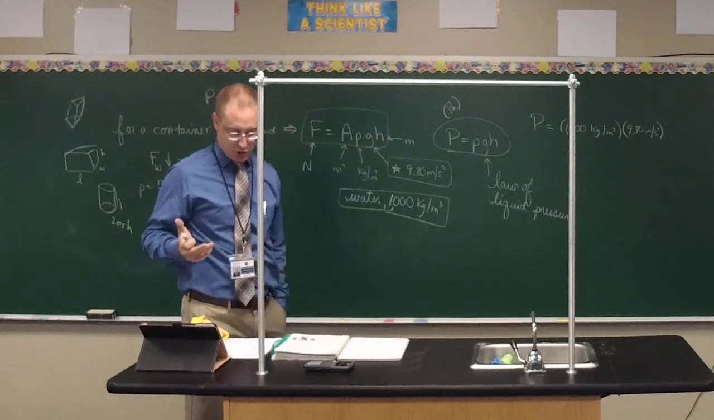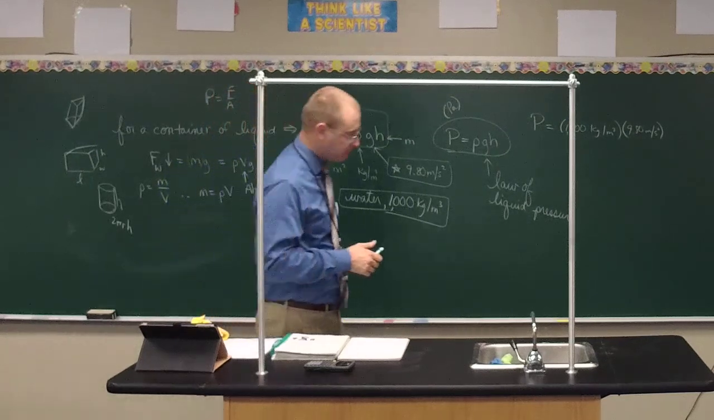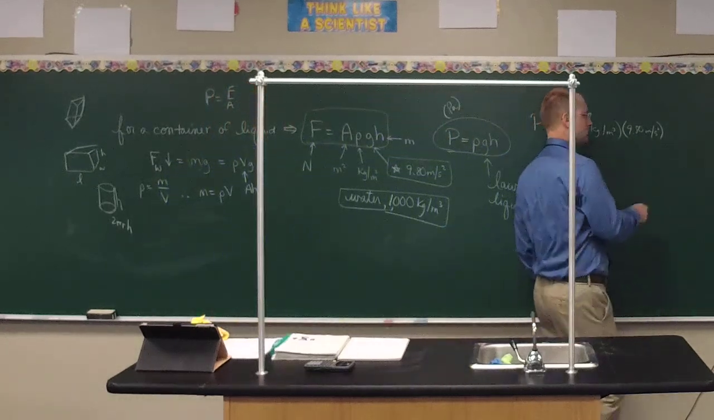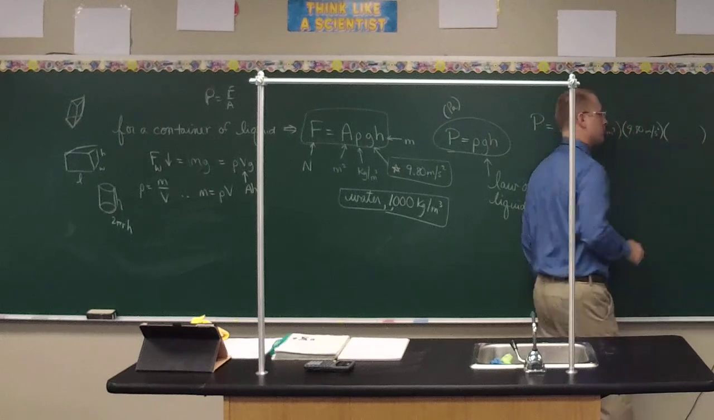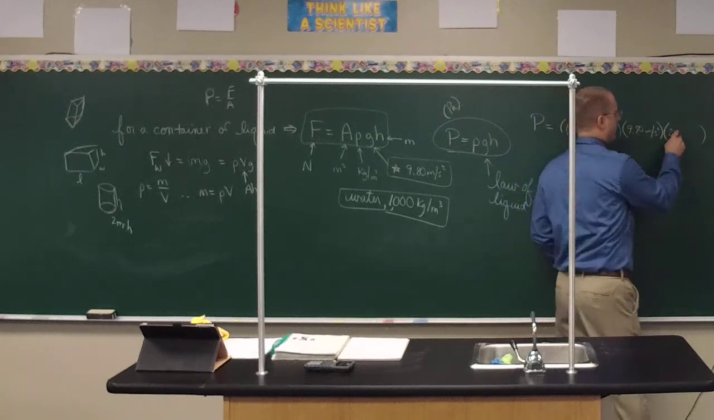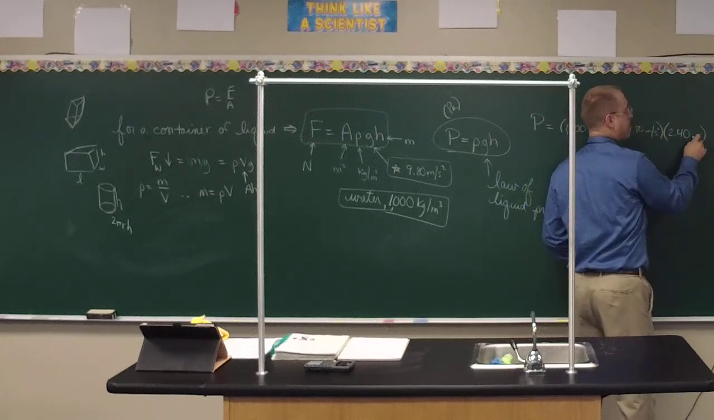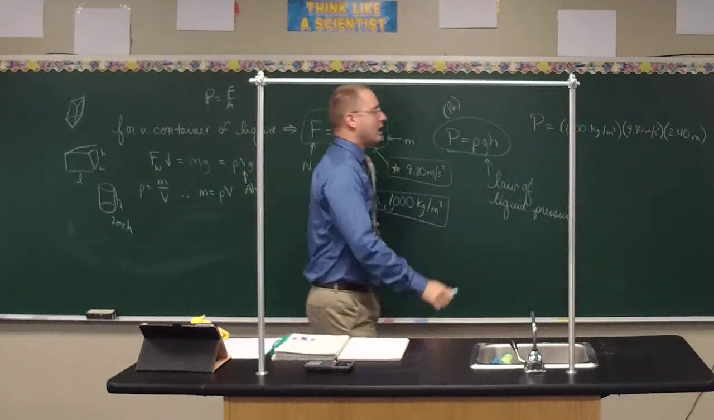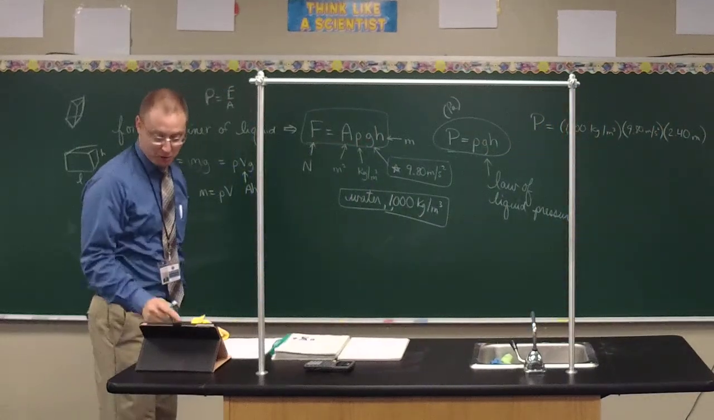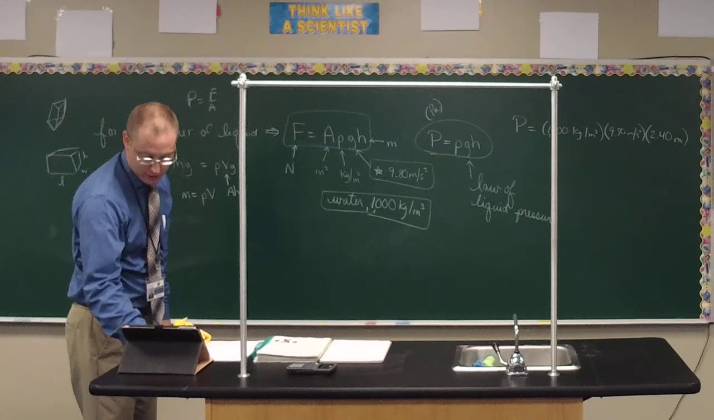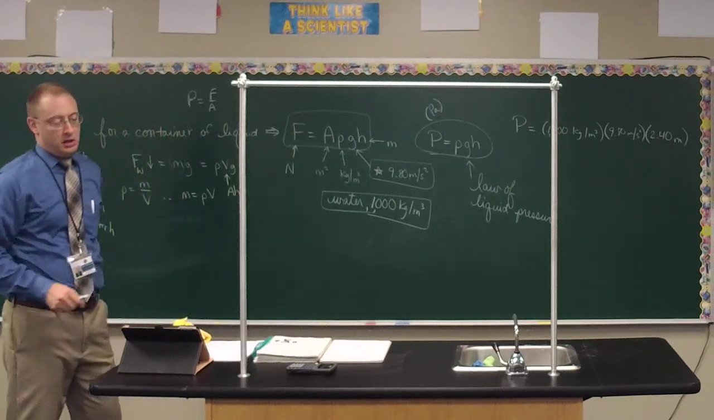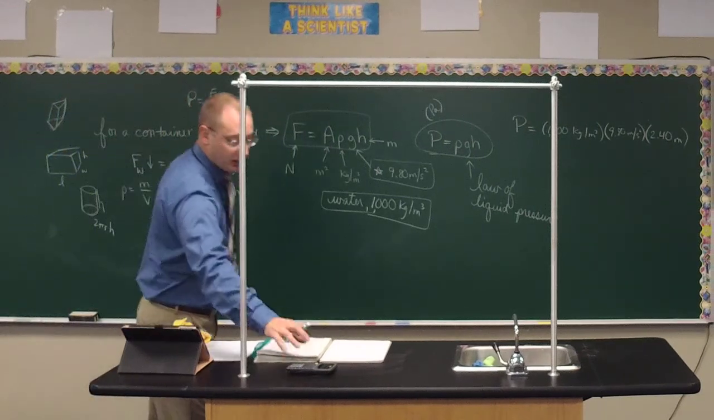And then for the h, what are we going to plug in, Michael? 2.40. 2.40 meters. All right, so there we've got our three numbers, and it's pretty easy. You multiply the numbers together, so go and do that at your seats. Multiply all three numbers. You're going to get a really big number.